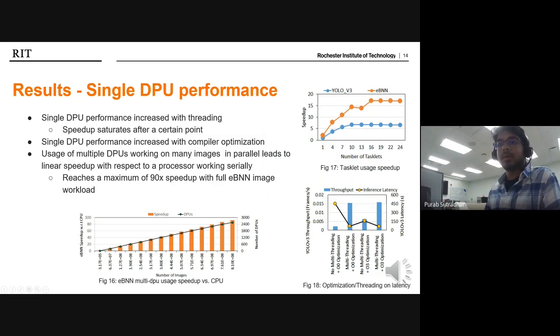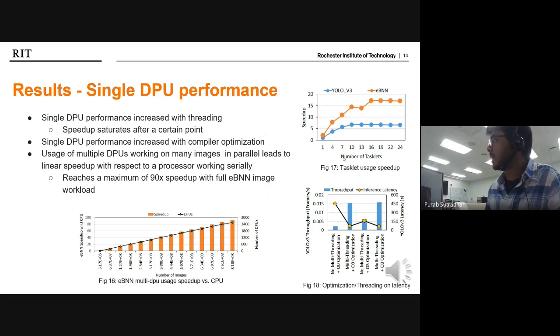So I'll not go in deeper into the implementation, because the rest of the stuff was mostly finding coding solutions. And once we did that, this is our performance evaluation based on the implementation of both ELO v3 and EBNN in the UPMEM server. So first of all, let's have a look at figure 17. And we can see that the performance of the DPUs increases linearly and sublinearly, and then flattens with increasing number of threads.